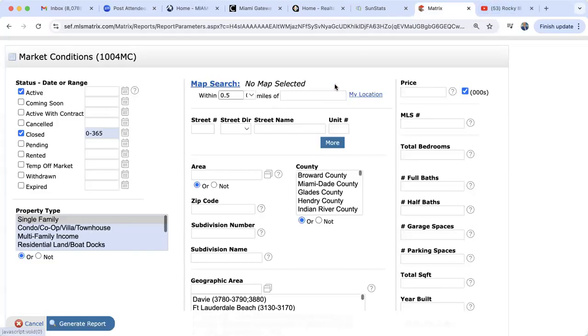Now I'm going to clear this map real quick here. And if you guys need to do it for a particular building, I'm going to switch over to condo. And then right here, we're going to put in the building address. So I'm going to put here 50 Biscayne. 50 Biscayne is a building in downtown Miami. We're going to go ahead and click on Generate. And these are the numbers for 50 Biscayne.